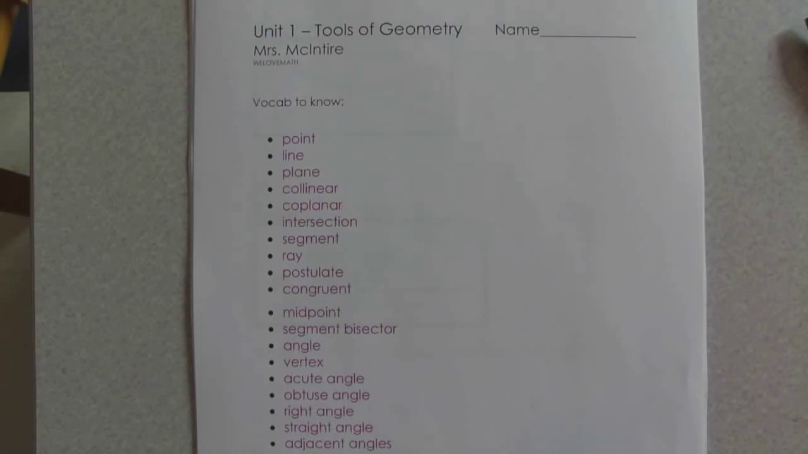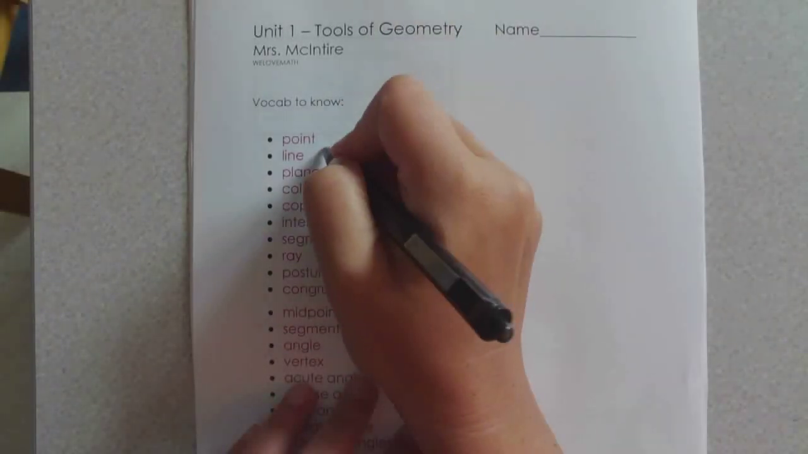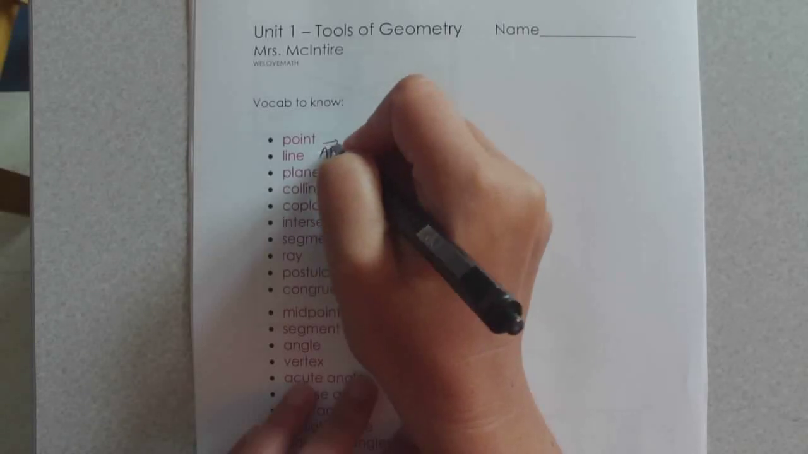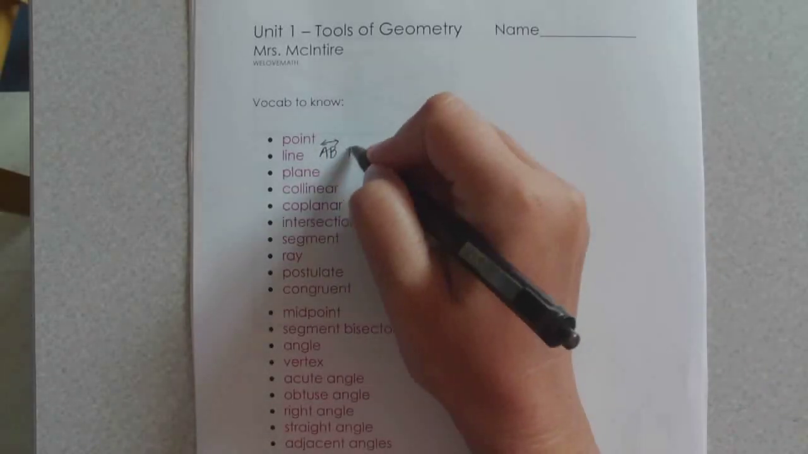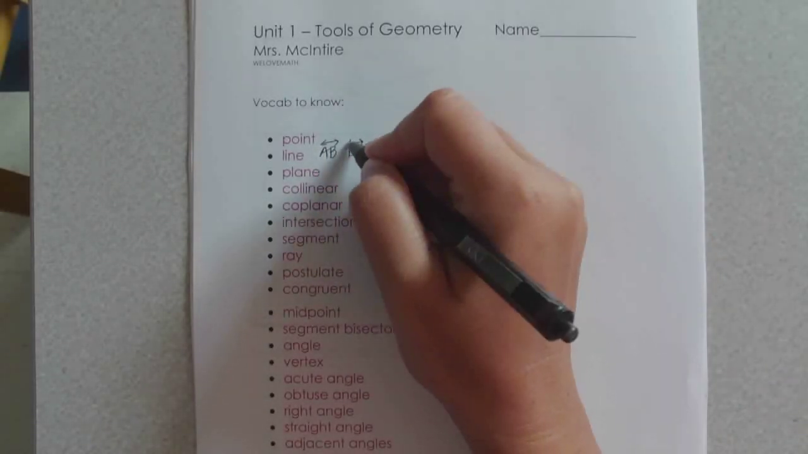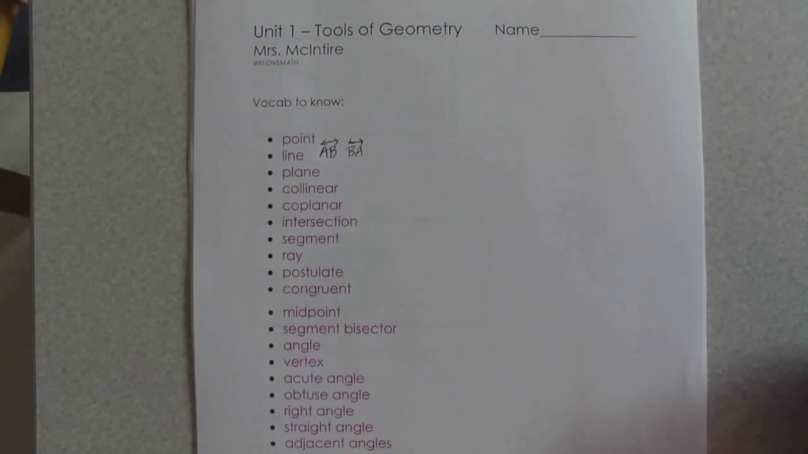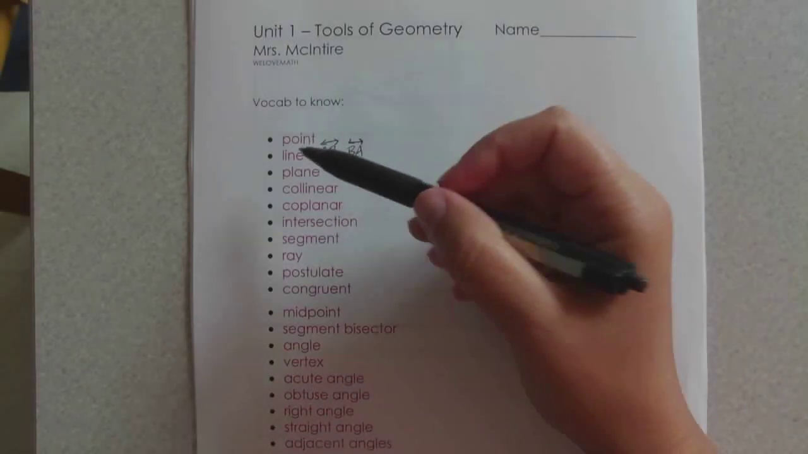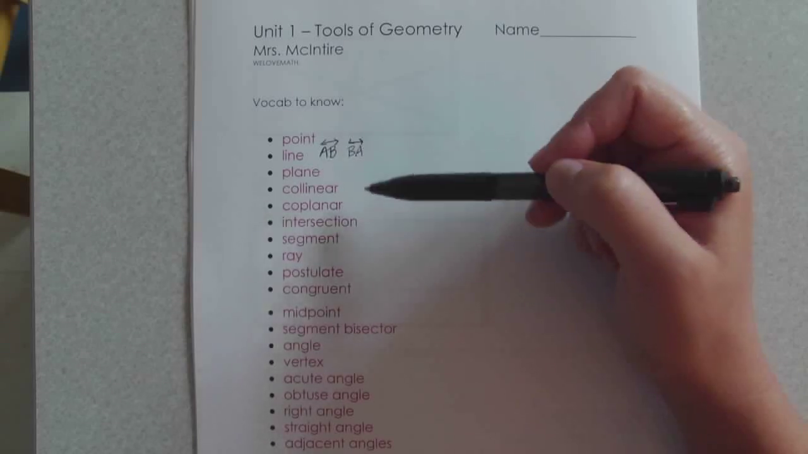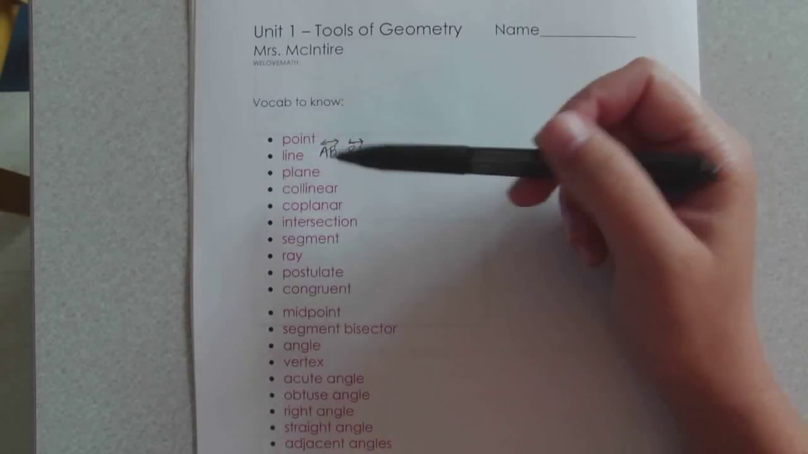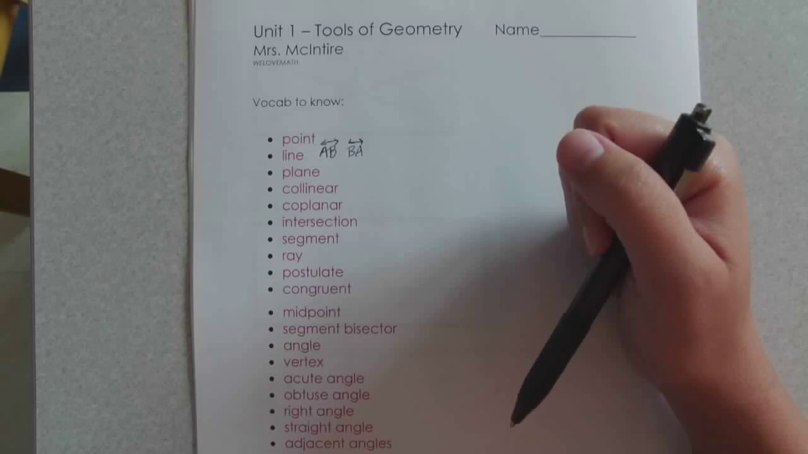For example, if I was going to name a line and 2 points on the line were A and B, then I could name that line AB, shocker, but you do need that notation above it, right? So that line could also be BA, but if you don't have that line there, then I don't know if it's a ray, a line, or a segment. So not only do you need to know what a line is, you need to be able to name it. And that'll be true for point, plane, segment, ray.